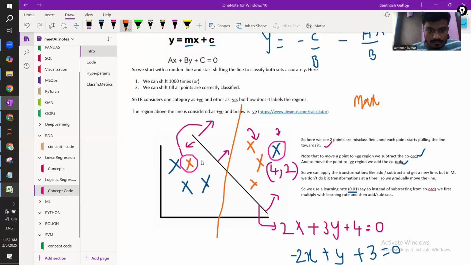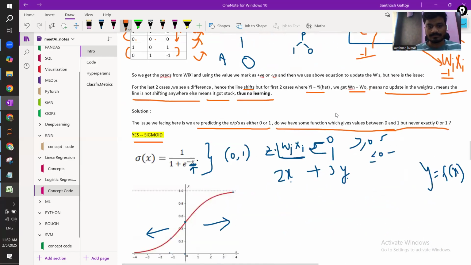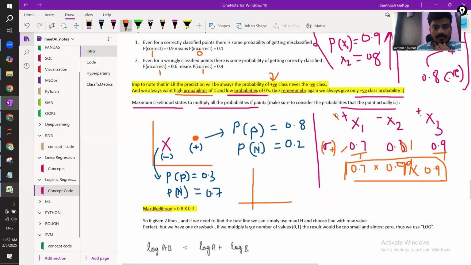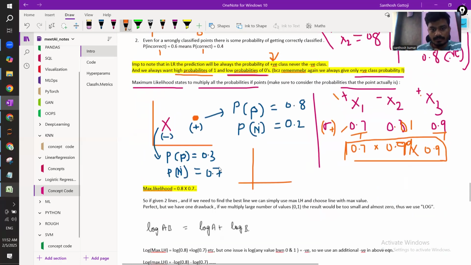For example, you have this line, and some other line is like this, doing one misclassification. Whatever the number of lines, the one that gives the maximum likelihood will be the best line.